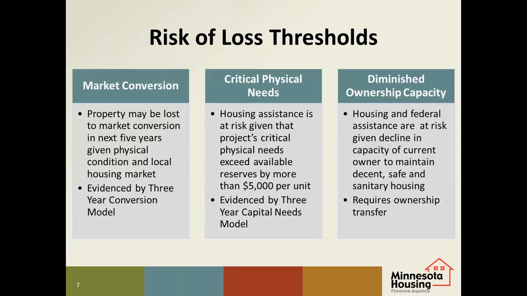The critical physical needs risk is when housing assistance is at risk because the cost to address the property's existing critical needs exceeds the amount of existing reserves by more than $5,000 per unit. This is evidenced by the 3-year capital needs model and other documentation. Diminished ownership capacity risk is when the housing and federal assistance are at risk given a decline in the capacity of the current owner to maintain the housing as decent, safe, and sanitary. An ownership transfer is required. This is evidenced by documentation of bankruptcy, insolvency, unpaid taxes and utilities, and other adverse conditions.